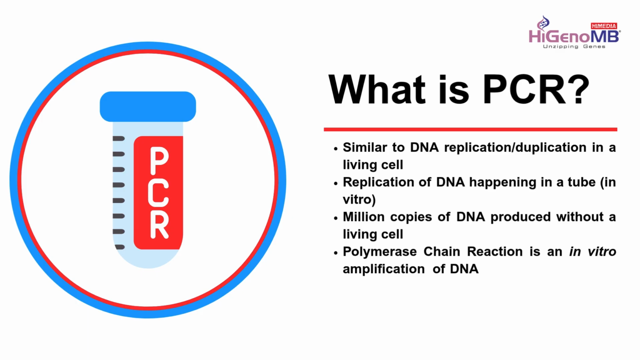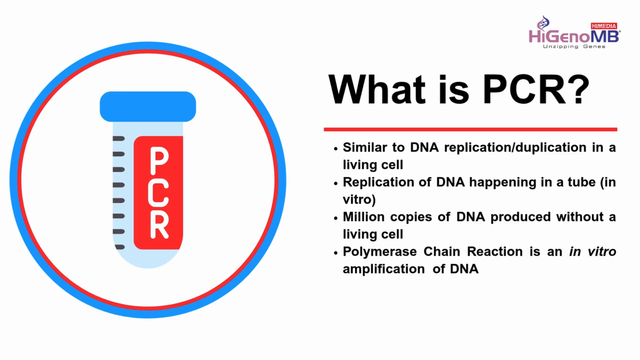Okay, so first, coming to what PCR is, it is a similar process to what happens in a living cell. A living cell reproduces itself by replicating, or duplicating, the DNA. The same thing happens in a tube, and instead of one identical copy, multiple copies, meaning millions and billions of copies, are produced without a living cell, which is possible because of the invention of this revolutionary technique called PCR.